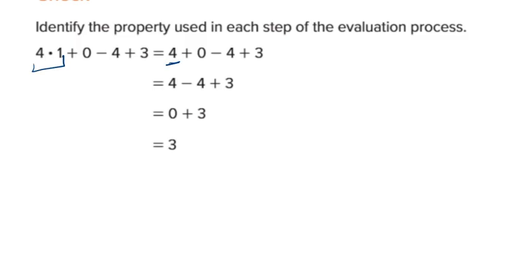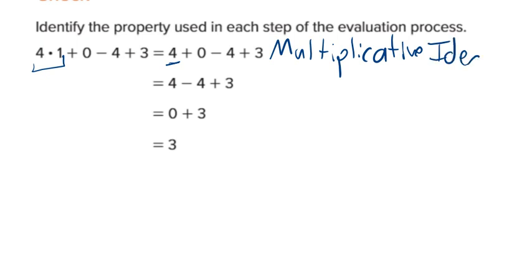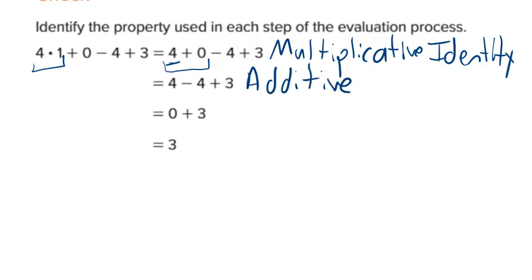So here it says identify the property used in each step. So we have 4 times 1, that becomes 4. So multiplying by 1 is our multiplicative identity. Okay. Then they did the 4 plus 0. Well, that would be additive identity.